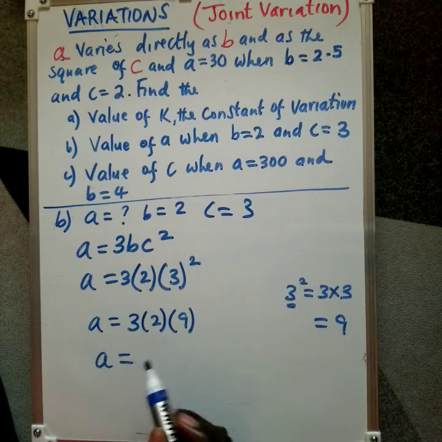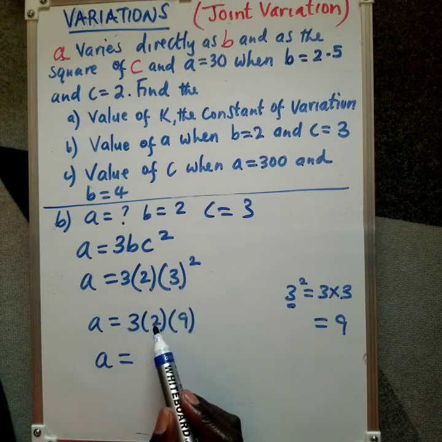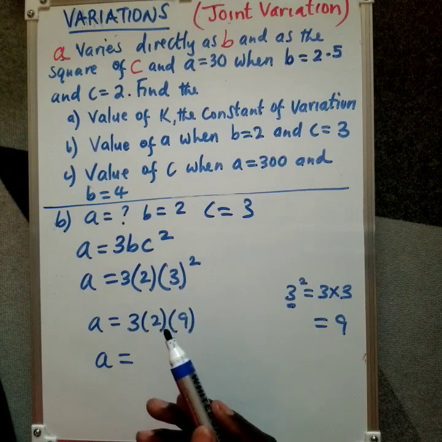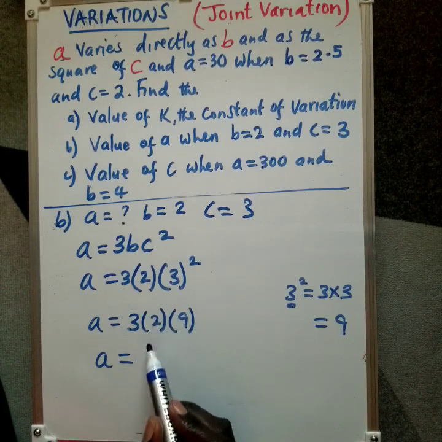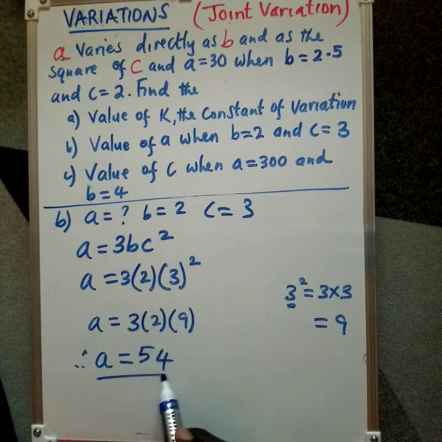So A is equal to, if you multiply 3 multiplied by 2, that is actually a 6. So 6 multiplied by 9, that is going to give us a 54. So our A therefore is equal to 54.